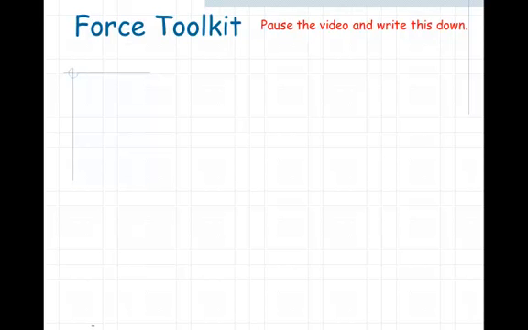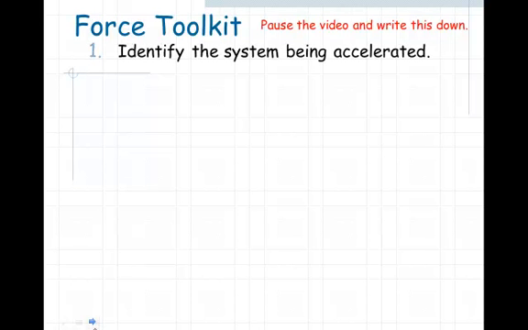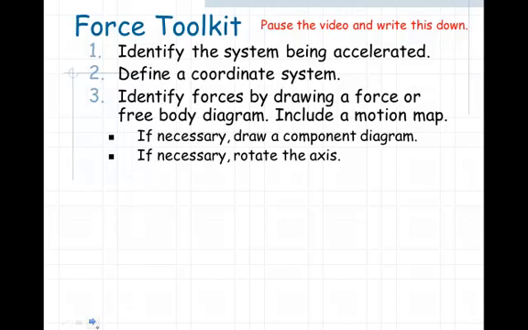Let's apply the Force Toolkit in some useful examples. So make sure to pause the video and write these steps down. The first thing you need to be able to do when you use the Force Toolkit is identify the system that is being accelerated. Then define the coordinate system. Identify the forces by drawing a force or free body diagram and include a motion map. If necessary, draw a component diagram, and if necessary, rotate the axes.